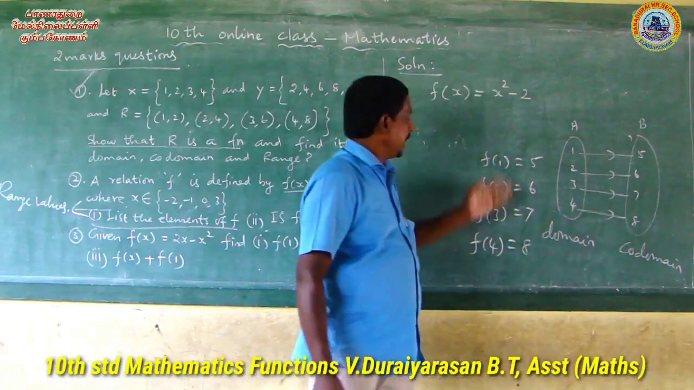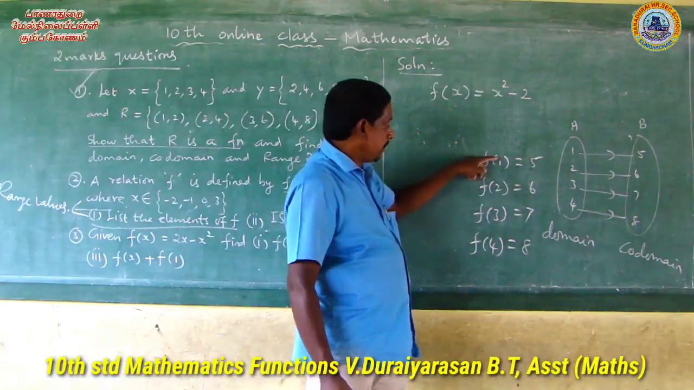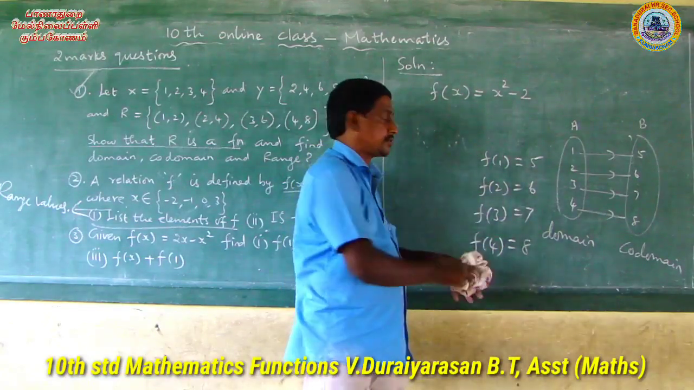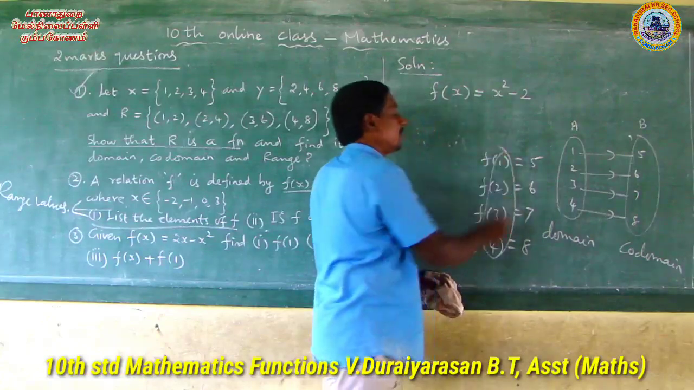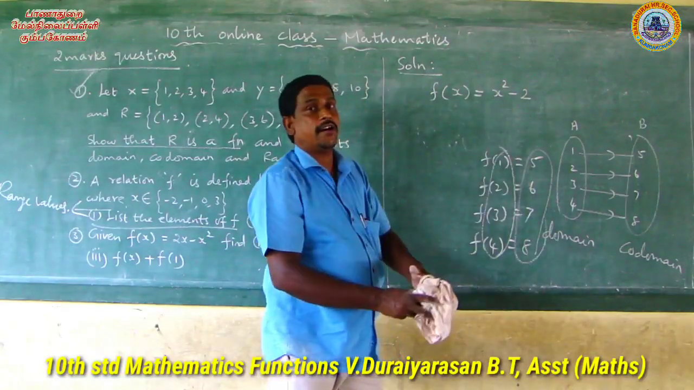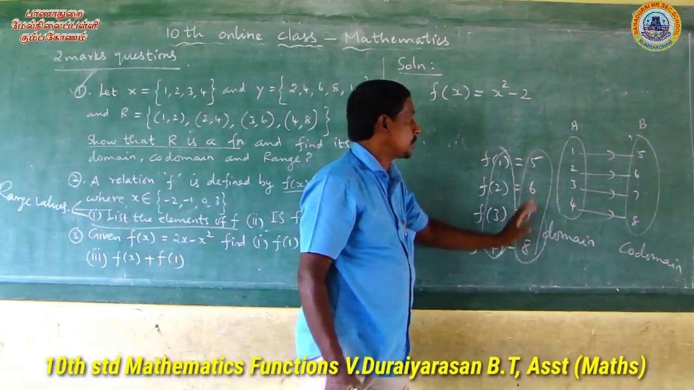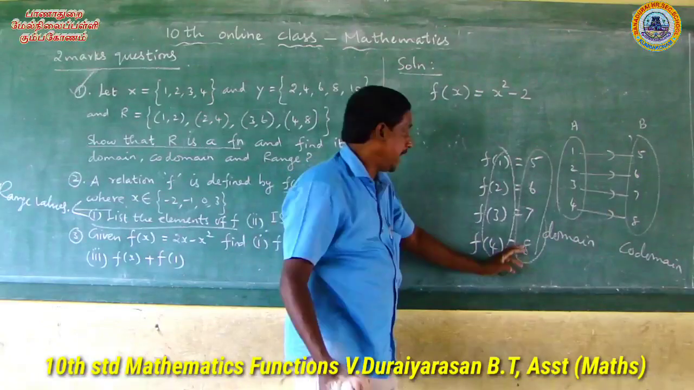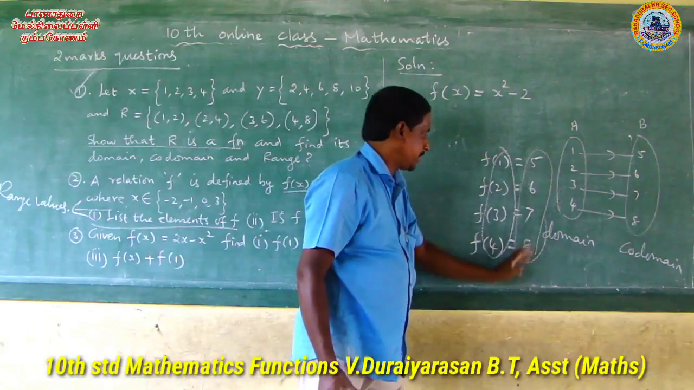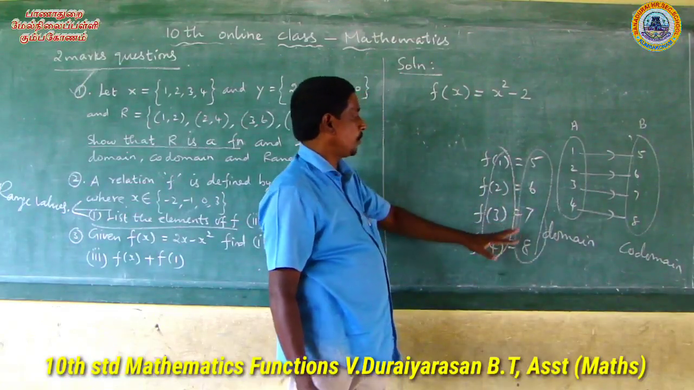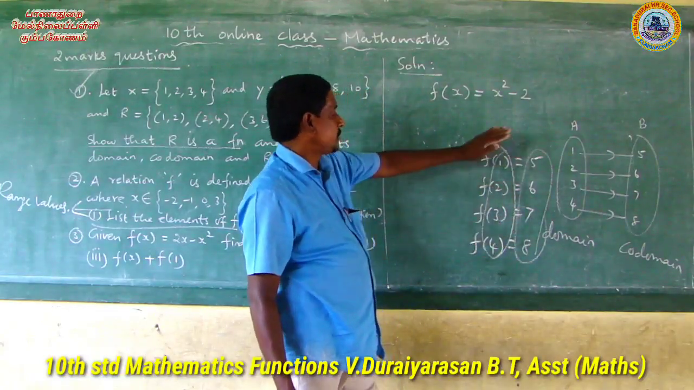1, 2, 3, 4 are called the domain values. 5, 6, 7, 8 is the codomain. And since codomain is equal to range, what type of function is this? Onto function. So next, what is the question?